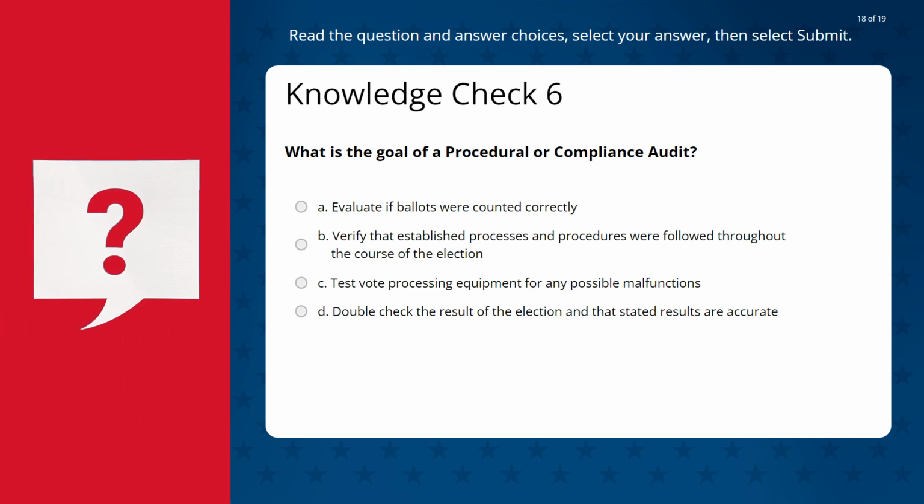Now it's time to check your understanding. Read the question and answer choices and select your answer. Then select Submit.